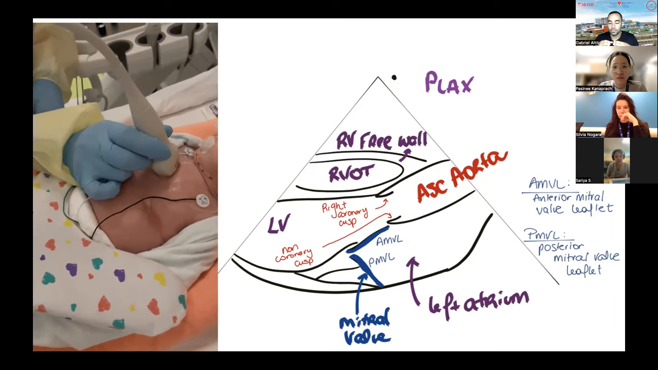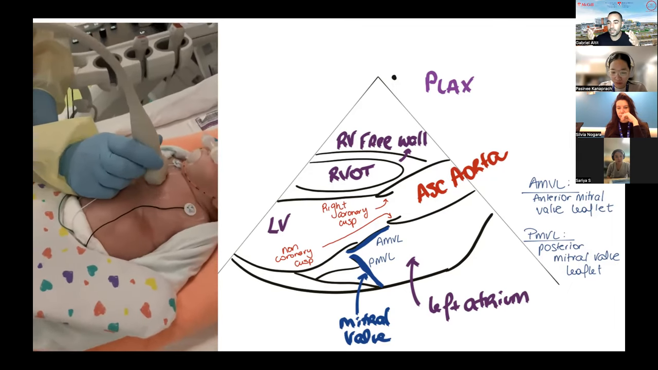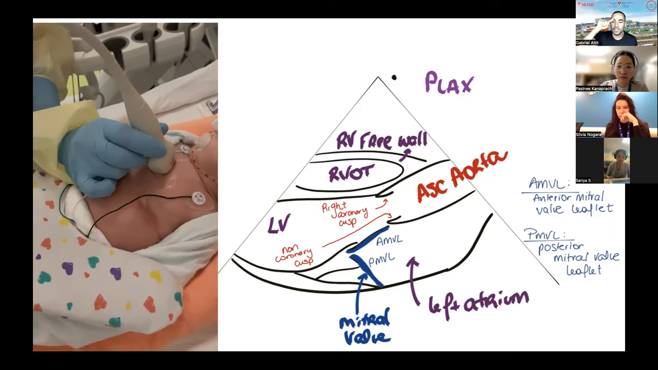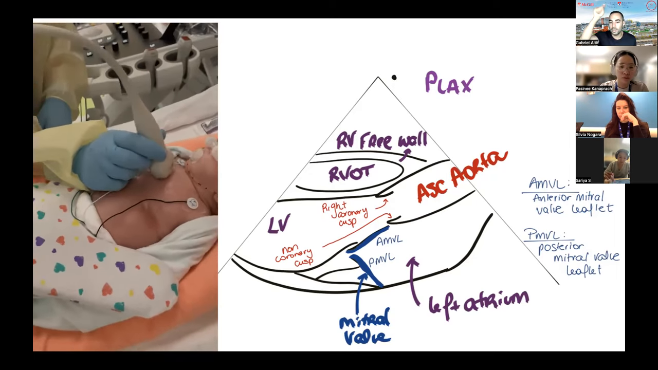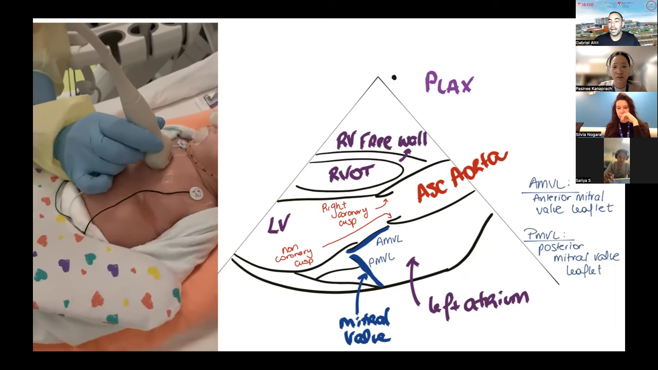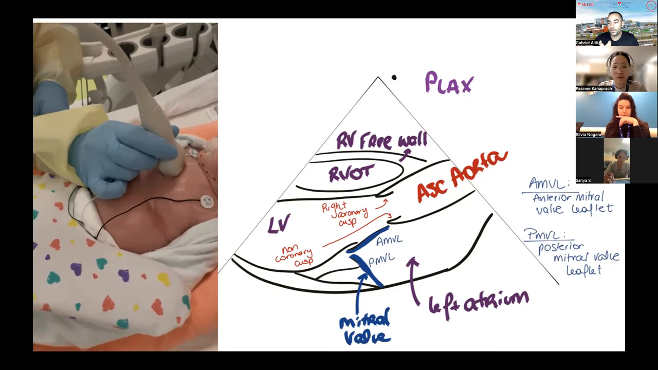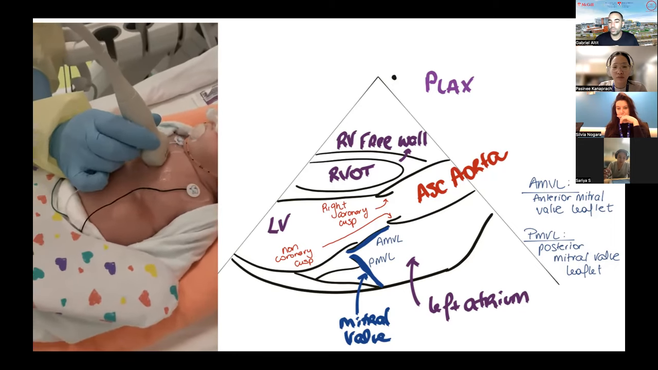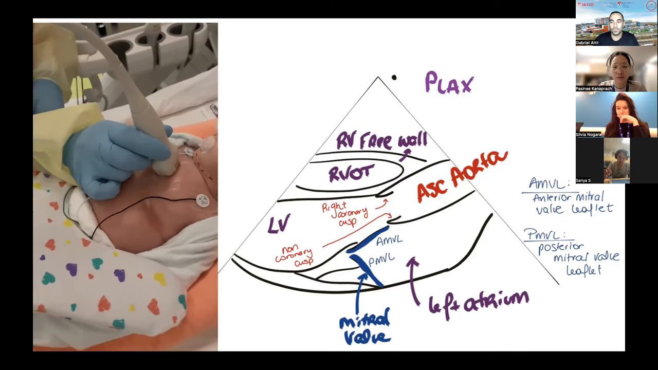It looks like, as you know, it's a tri-leaflet valve. And this tri-leaflet valve is not a perfect circle. It actually looks almost like a flower. And then it has three cusps: the right coronary cusp, the left coronary cusp, and the non-coronary cusp. And so we'll show these cusps when we do the parasternal short axis view.